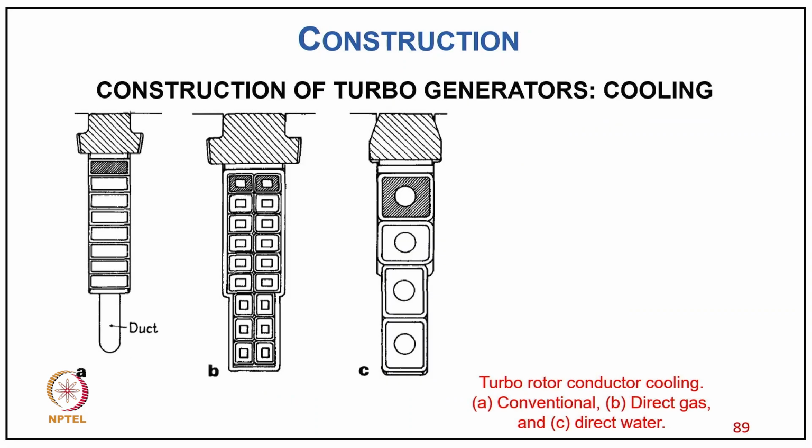So now about the cooling of this turbo generator. Turbo generator conductor cooling is normally either by conventional or direct gas, like hydrogen cooling, or direct water cooling, in the 3 cases of A, B, C.